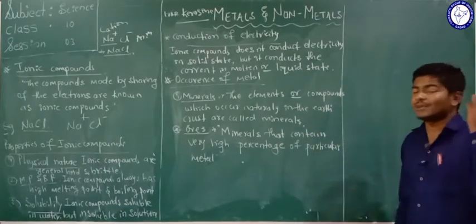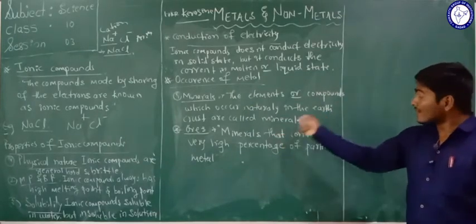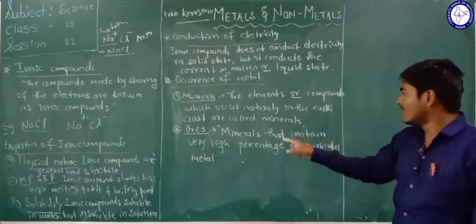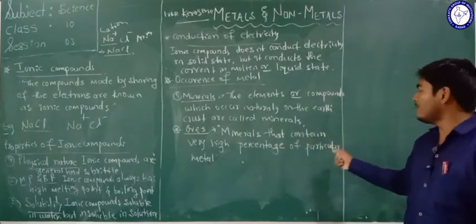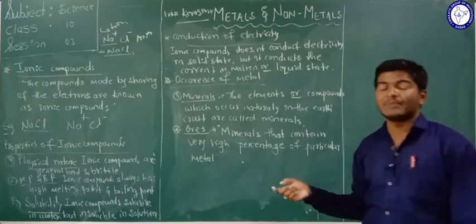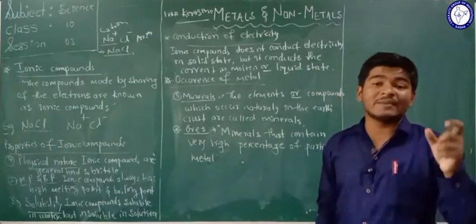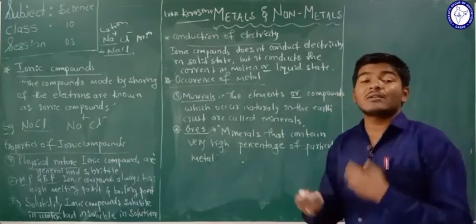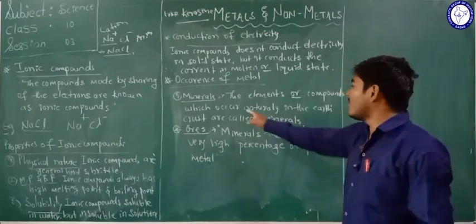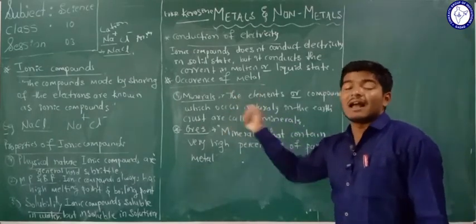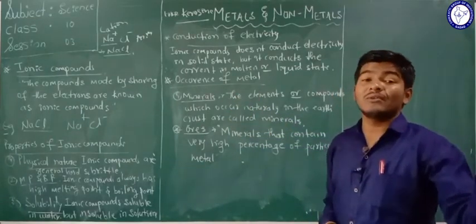And what is meant by the ore here? Ores are minerals that contain a very high percentage of a particular metal. For example, I am considering iron ore. Why are we going to call it an iron ore? I am not going to call it an iron mineral. Why are we going to call it an ore?